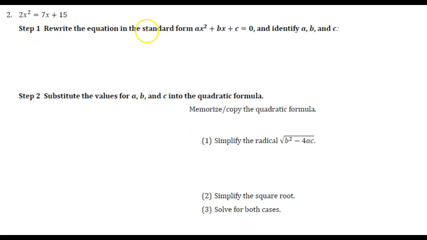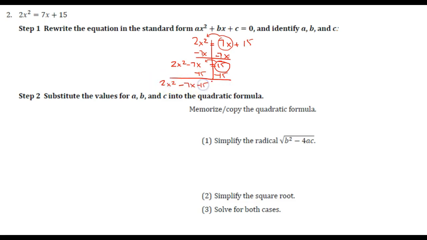So let's rewrite the equation in standard form. So I have 2x squared equals 7x plus 15. What I'm going to do is move this term over here by doing the opposite. And I get that so far. What's the opposite of a positive 15? A negative 15. Alright, so now I'm left with 2x squared minus 7x minus 15 equals 0. So that would be a equals 2, b equals negative 7, and c equals negative 15.